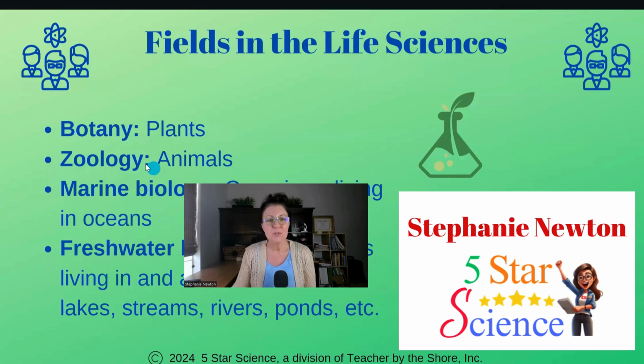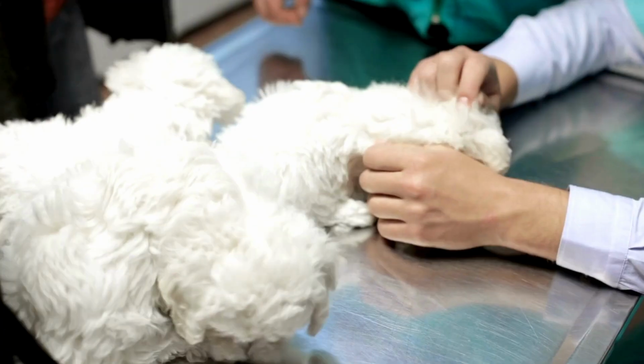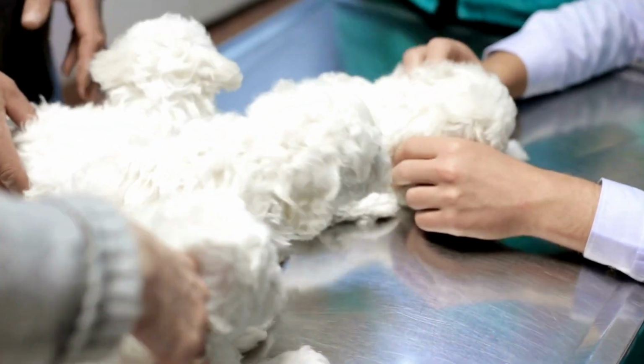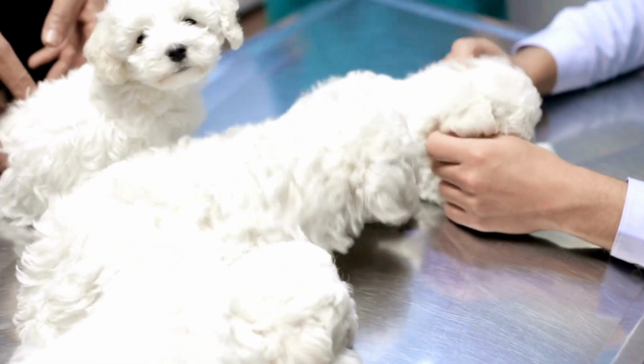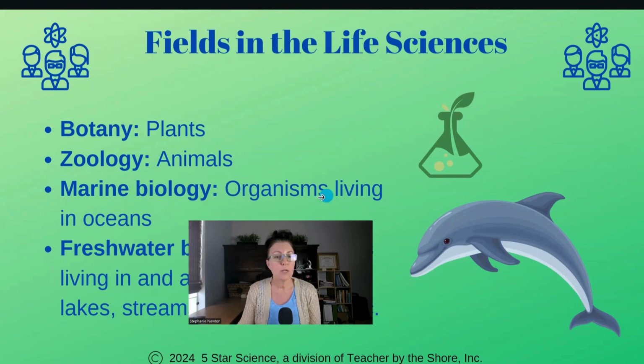Let's go. So the first one I have listed here is botany, which means you would be studying plants. Zoology, you would be studying animals. Now, if you go into that field, you would be considered a zoologist. You may also go on to veterinary school and become a veterinarian. Marine biology, they study organisms living in oceans, and that would be a marine biologist.